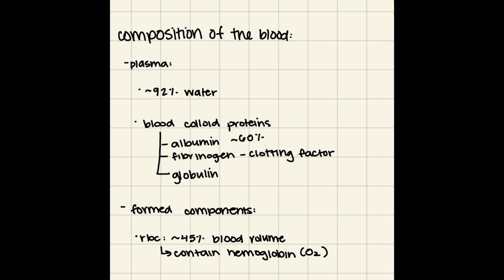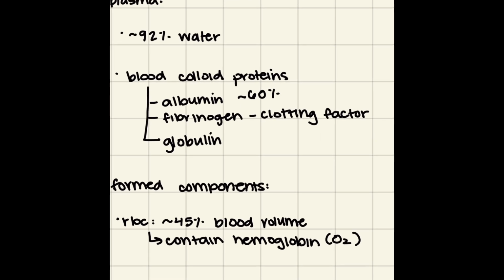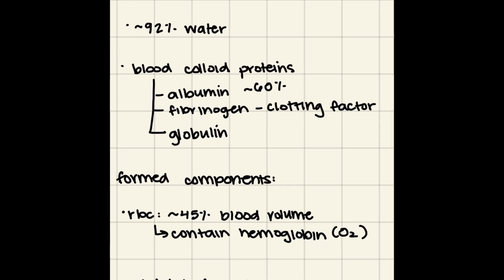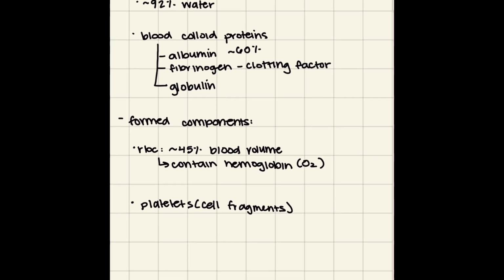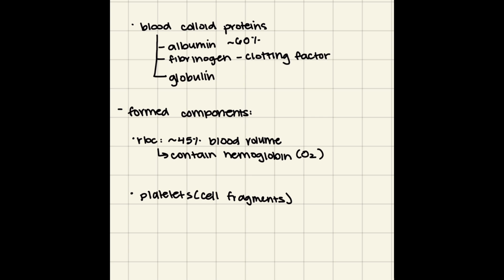That is how our bodies transport oxygen to and from tissues and the lungs through our blood and red blood cells. Another part of formed components is platelets, and these are also called cell fragments. Basically, it's a big cell that has fragmented into little parts, and we call them platelets. Platelets are also very important for clotting, which we're going to talk about in just a minute, but they're absolutely key to clotting and the platelet plug. Without the platelet plug, we really couldn't clot. So that's really important.